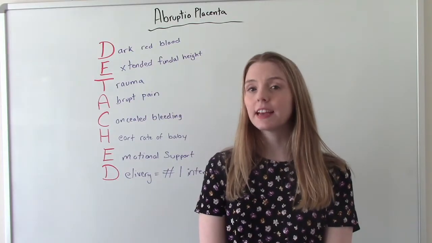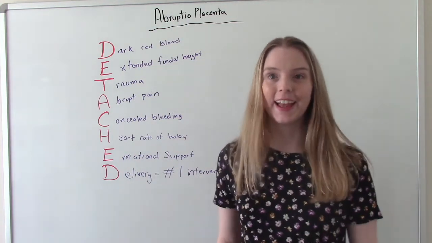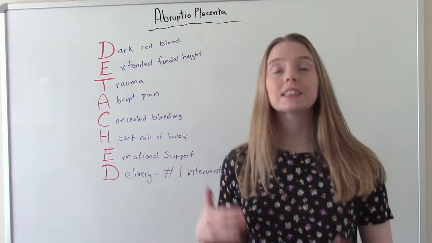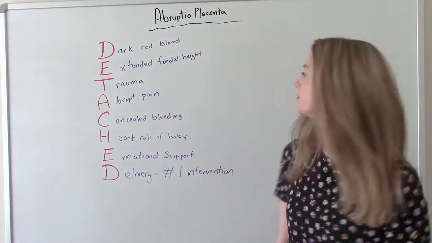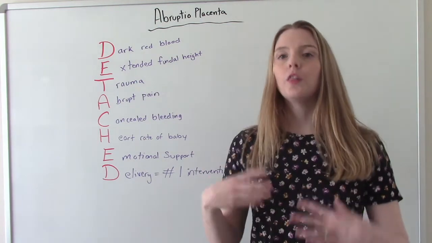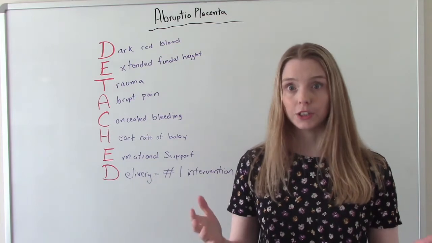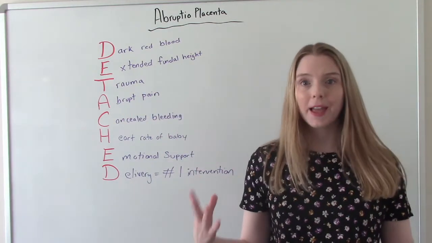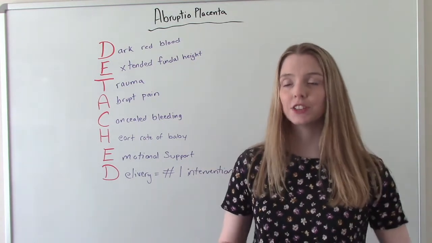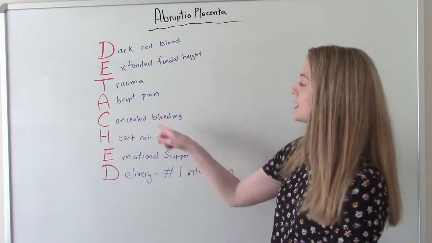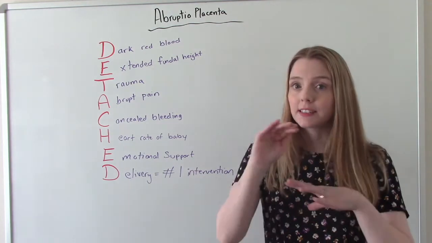So there is a mnemonic device to help us remember some key components of Abruptio Placenta, and that is DETACHED. Okay, so D stands for the dark red blood. That's what we expect to see. E is for extended fundal height, so we'll notice that on assessment. T is for trauma, so the most common cause is trauma, so either like a car accident or some sort of domestic violence situation, right? A is for abrupt pain. So all of a sudden, right, it's detaching, that's causing a lot of pain, it's causing those non-stop contractions, it hurts. C is for concealed bleeding. So it's not all that obvious, bleeding coming out. Sometimes it's kind of trapped behind the placenta.